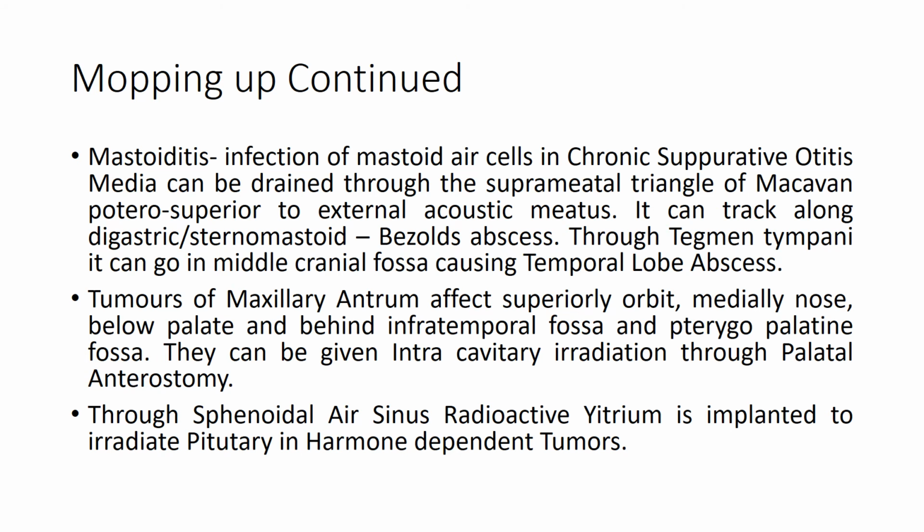Tumors of the maxillary antrum can affect superiorly the orbit, medially the nose, below the palate, and behind the infratemporal and the pterygopalatine fossas. They can be given intracavitary radiation through the palatal antrostomy. Through the sphenoidal air sinus, radioactive yttrium can be planted to irradiate the pituitary in certain hormone-dependent tumors, like carcinoma of the breast.